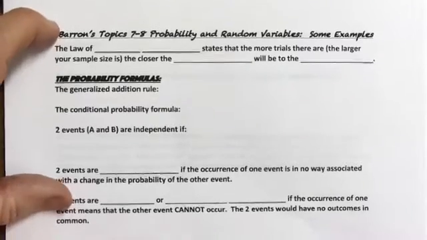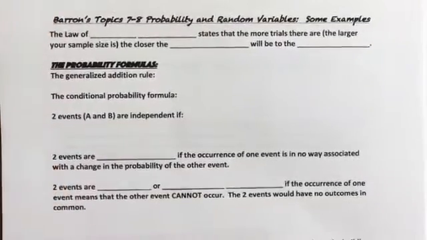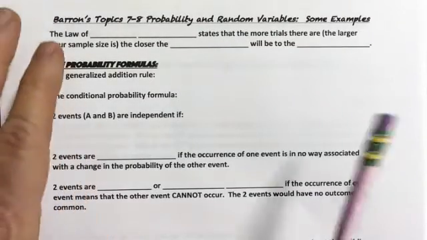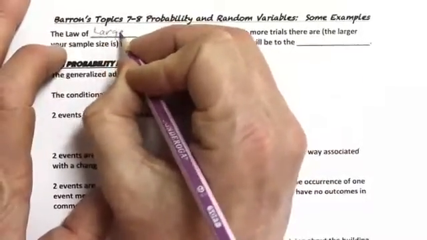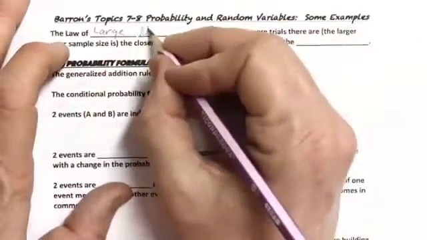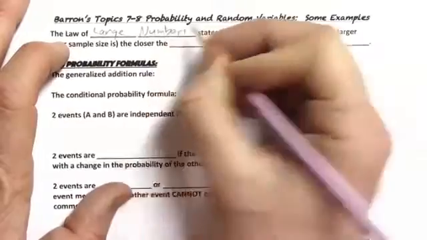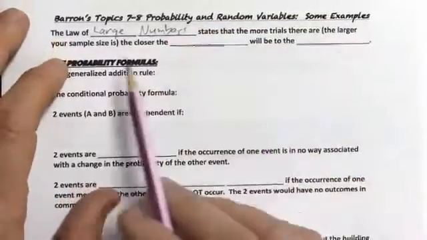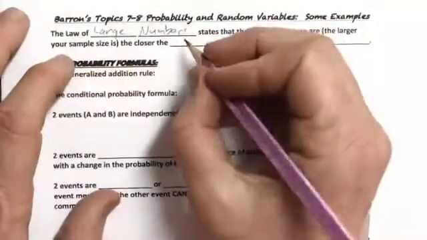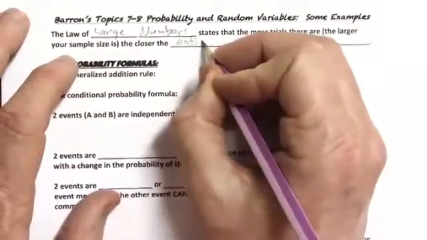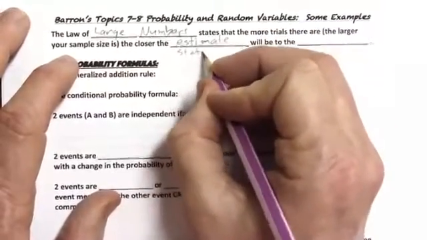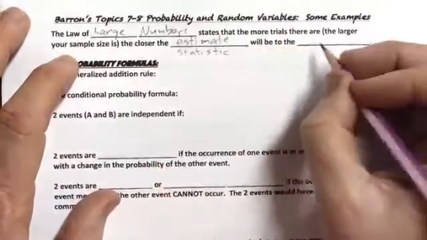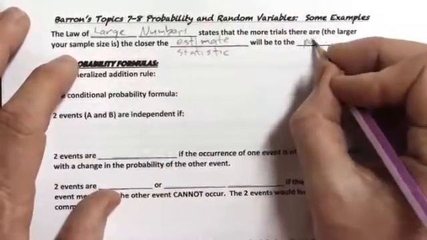Anyway, like I said, this is going to be a quick run through of some major topics in probability. So the first concept is the law of large numbers. The law of large numbers states that the more trials there are, the larger your sample size is, the closer the estimate, in other words, the statistic, will be to the parameter, to the true value.